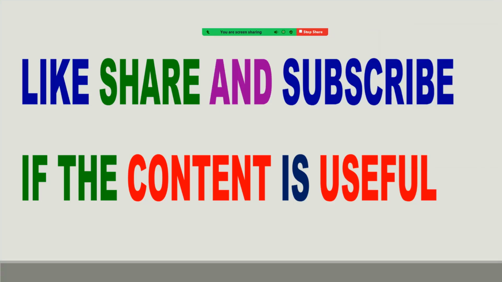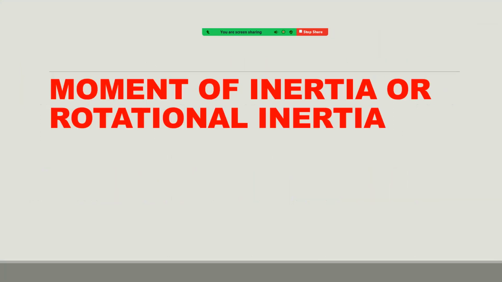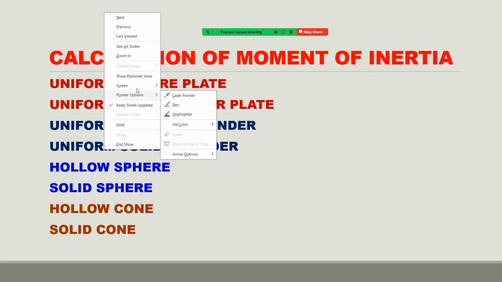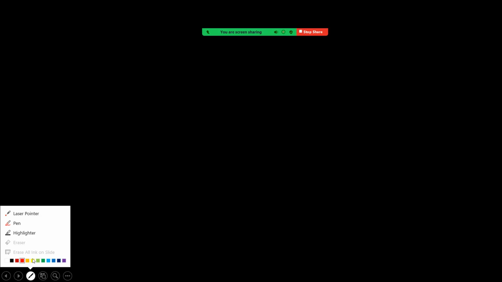Hi students, in this lecture I am going to discuss how to calculate moment of inertia in case of a square plate, cylinders, spheres and cones. Let us see first one, square plate. Or before going for square plate, take rectangle.